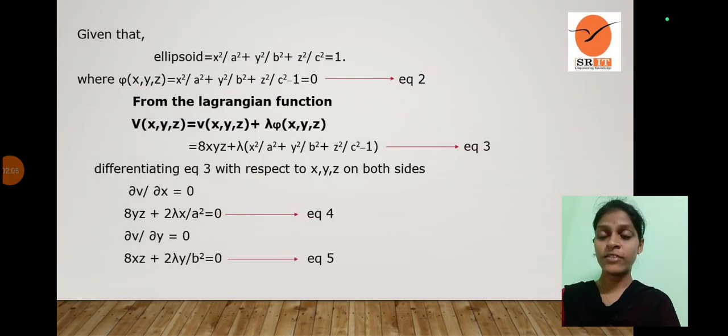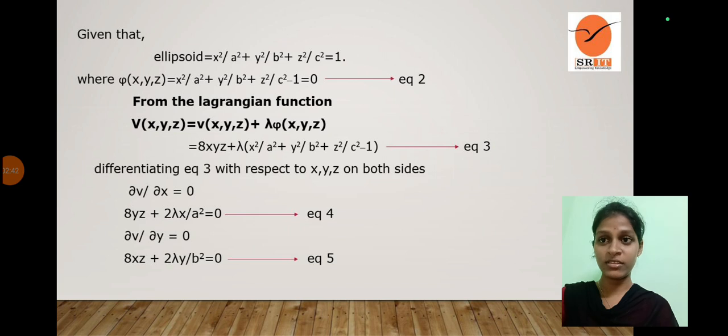Given that the ellipsoid is x square by a square plus y square by b square plus z square by c square equals 1, where phi(x, y, z) is equal to x square by a square plus y square by b square plus z square by c square minus 1 equals 0. This is equation 2. From the Lagrange's function, V(x, y, z) is equal to V(x, y, z) plus lambda phi(x, y, z). This implies 8xyz is equal to 8xyz plus lambda into x square by a square plus y square by b square plus z square by c square minus 1. Consider this as equation 3.